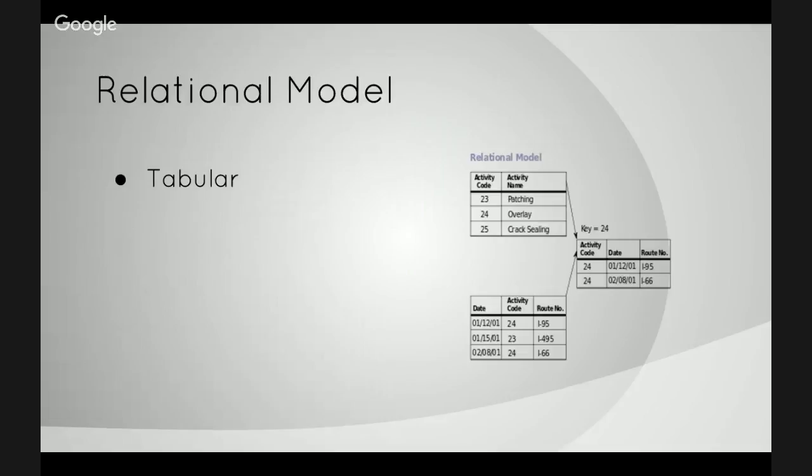Data is organized in tables of columns and rows with a key that is unique for each row. As we'll hear more later, all relational models use SQL language.